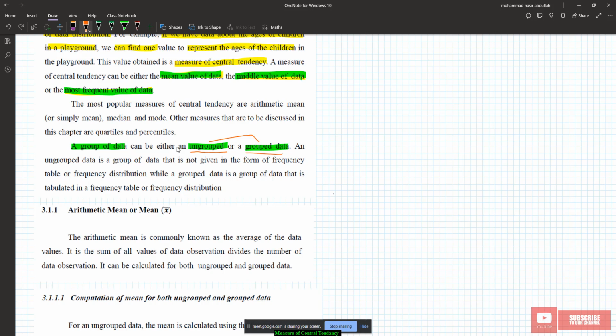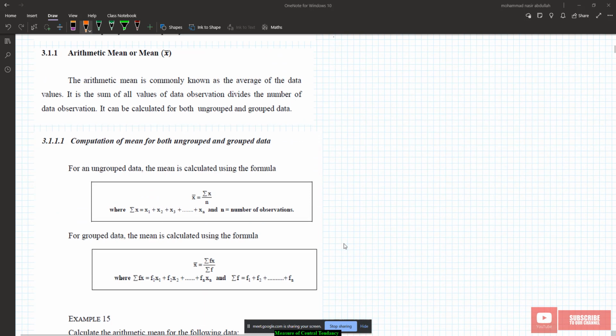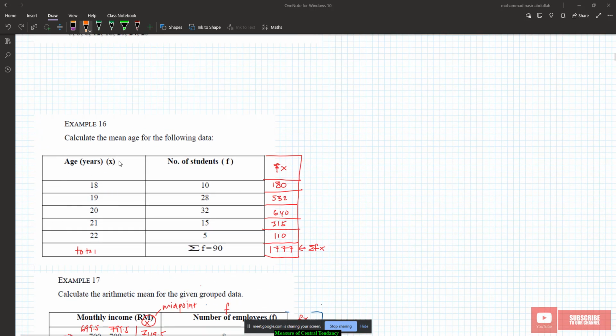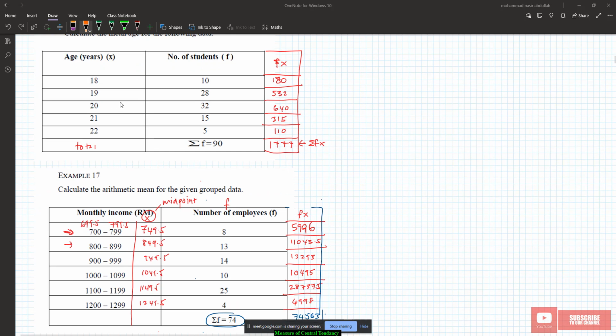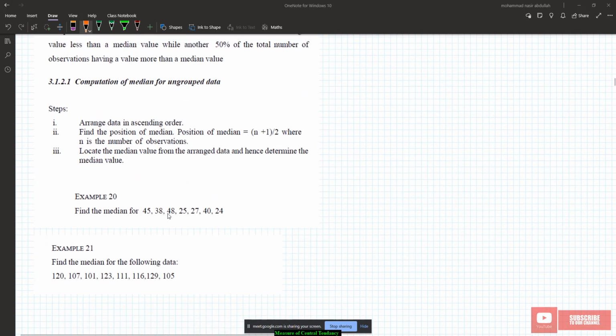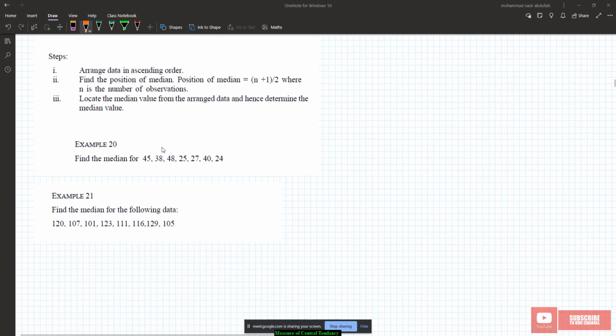Right. So ungrouped data is data that is not given in the form of a frequency table. Means that in the spread distribution. Maksudnya spread data. So they are not in a frequency table. Whereas grouped data is presented in a grouped frequency table. So let's look at the example of the grouped data. This is an example of grouped data where the data is presented in the frequency table. Then we call it grouped data. When the data is not presented in the frequency table, then we call it ungrouped data.